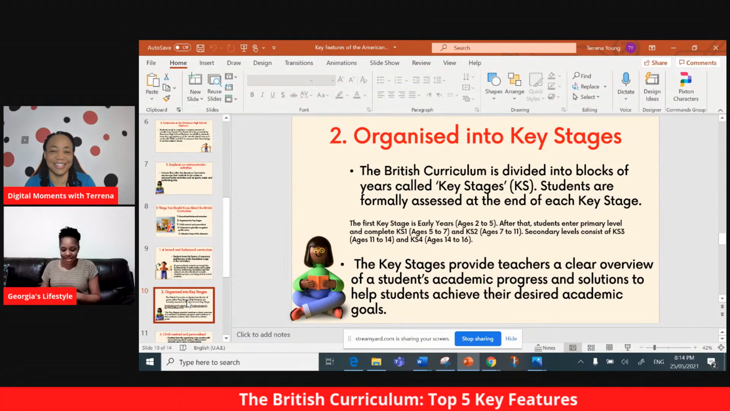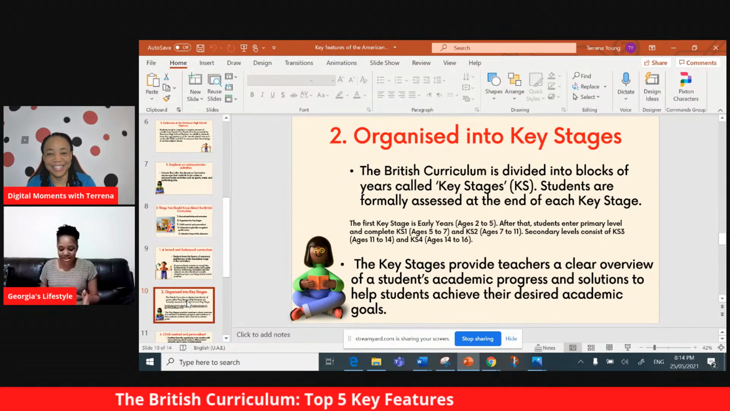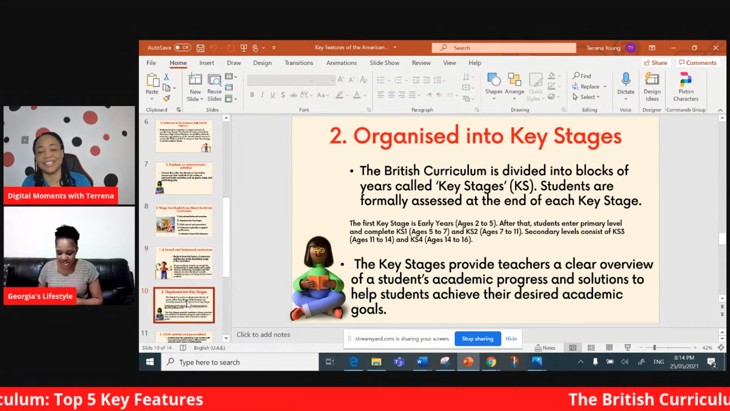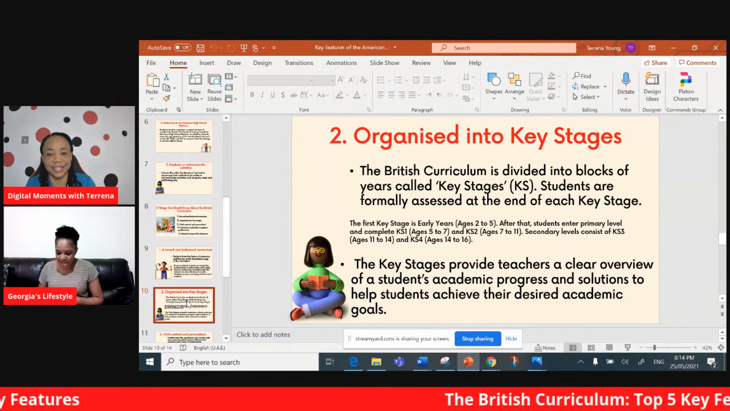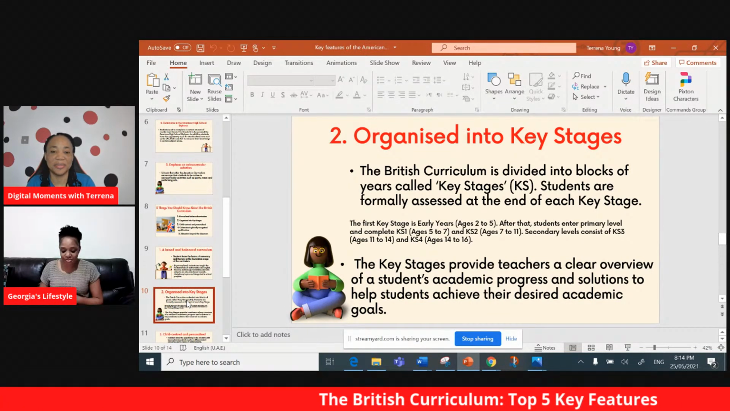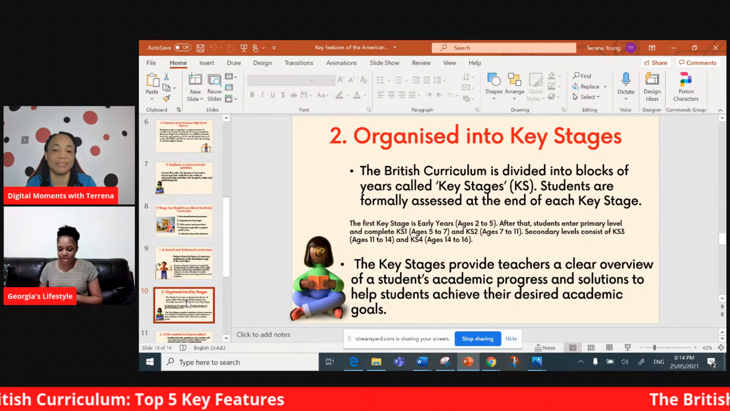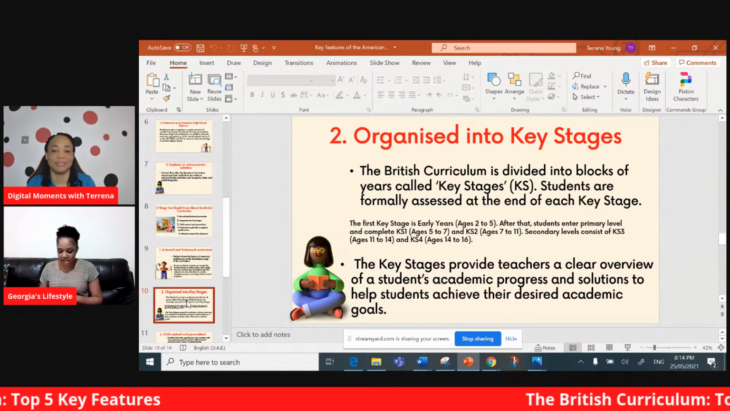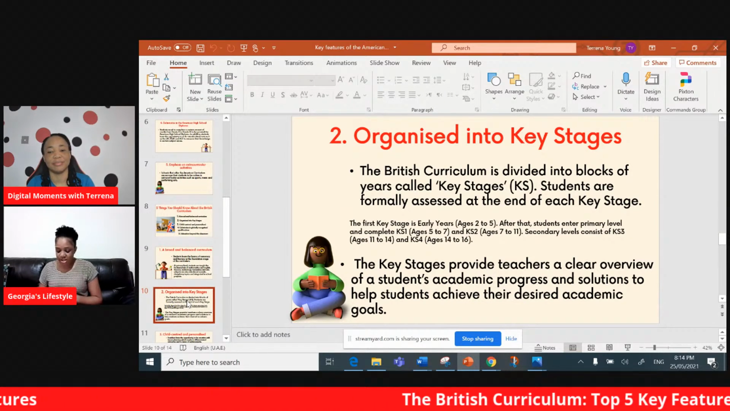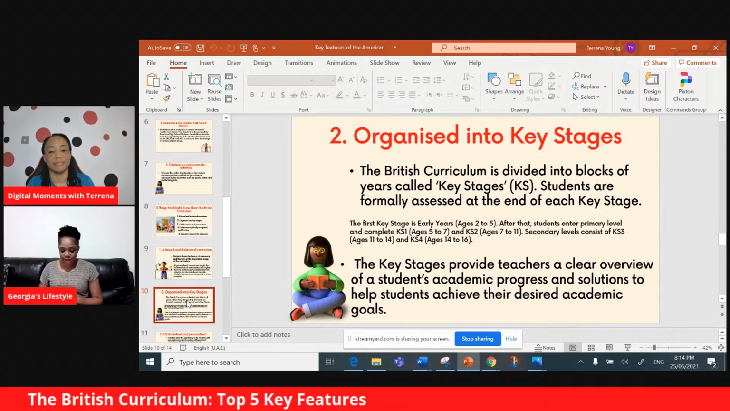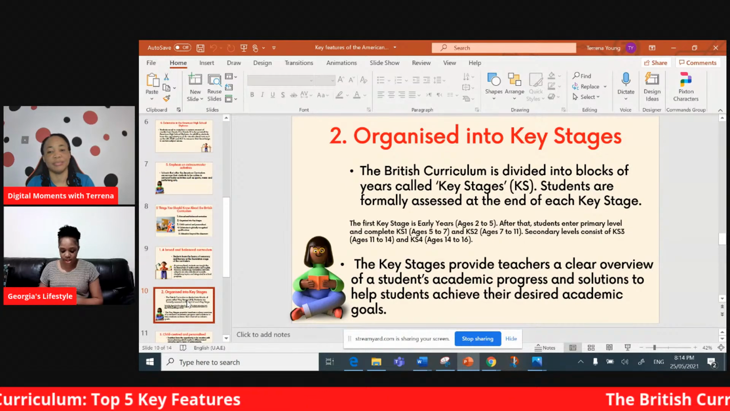So the first key stage is early years, ages 2 to 5. And then after that, students enter the primary level and complete KS1, ages 5 to 7, and KS2, ages 7 to 11. Secondary levels consist of KS3, ages 11 to 14, and KS4, ages 14 to 16.